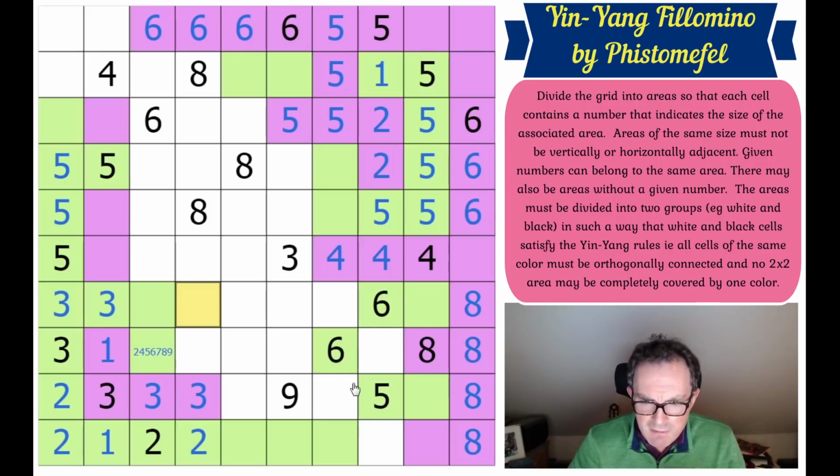I think this is very congested now. I'm actually wondering whether this can be purple. If that's purple, what happens to that? That has to be green. That has to be purple.